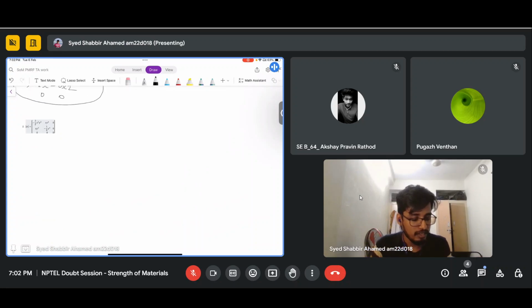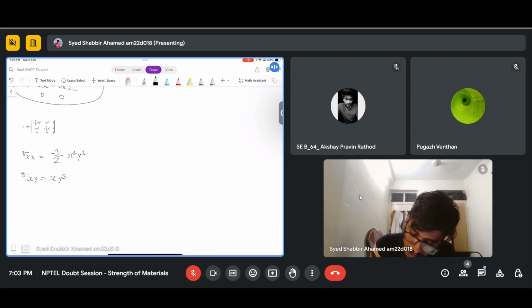So again, we have the three equilibrium conditions here. Simply, we have sigma xx equals minus 3 by 2 x square y square, and sigma xy or tau xy equals x cube. So again, here sigma xy is equal to yx, so I'm writing it as it is. Sigma yy is equal to minus 1 by 4 y power 4.